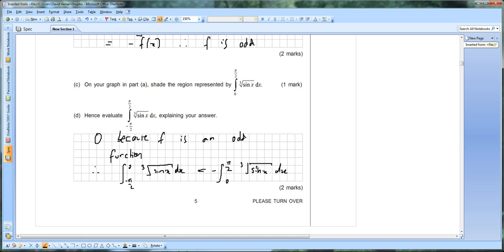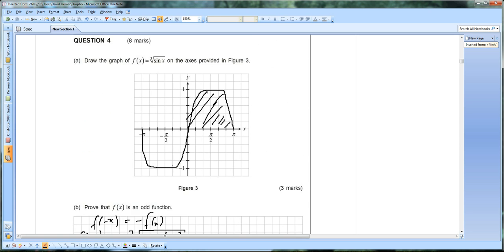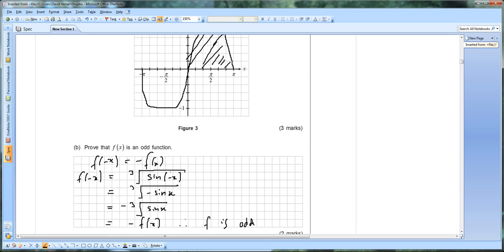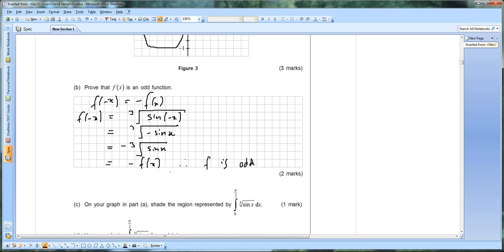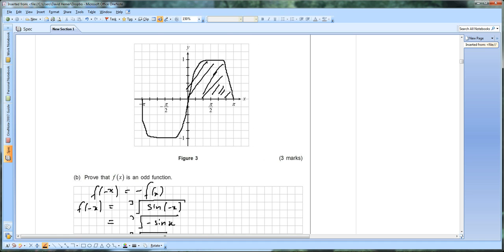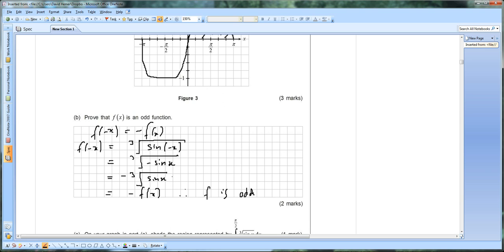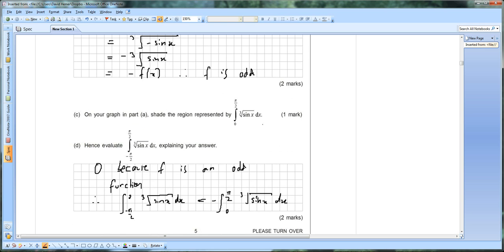And that's question number 4 wrapped up. So hopefully a relatively straightforward question. Just remembering again, graphics calculator to graph it. Standard definition of odd functions here, so need to be very familiar with odd and even functions. Integral, shading the area, and then working out that for a symmetrical function, for an odd function here, the integral between minus a and a is always going to equal 0.